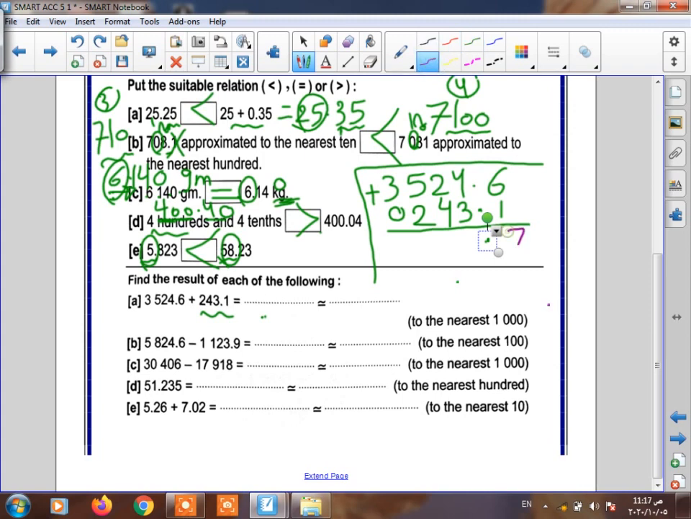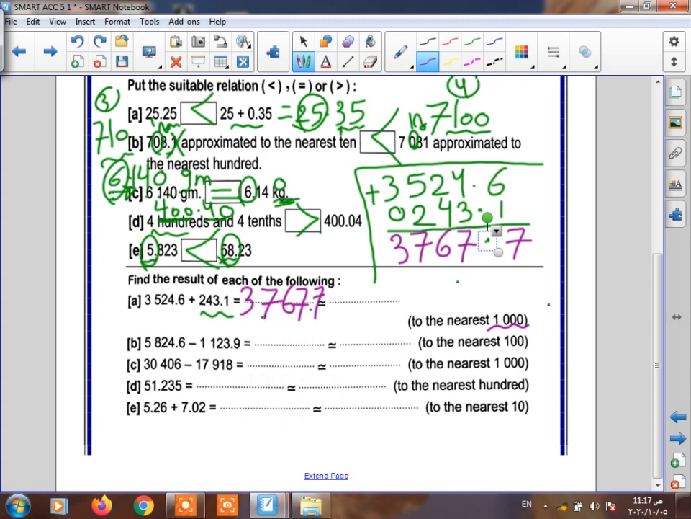6 plus 1 equals what? 7. 4 plus 3 equals what? 7. 2 plus 4 equals what? 6. 5 plus 2 equals what? 7. 3 plus 0 equals what? 3. So I find the result. It becomes 3,767.7. Approximate to the nearest 1,000.